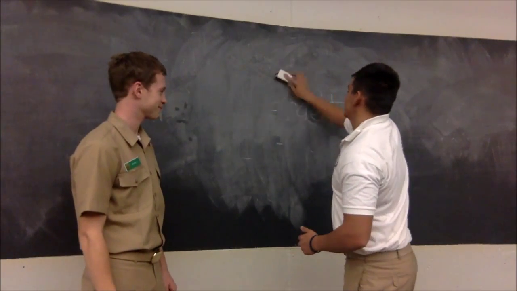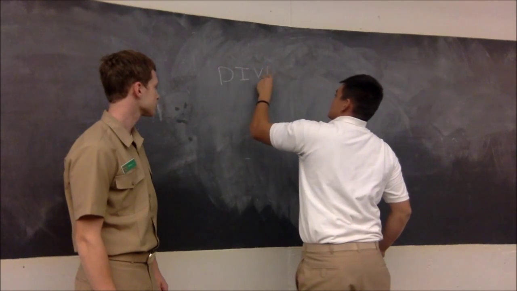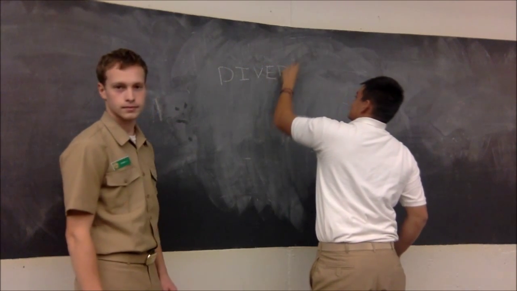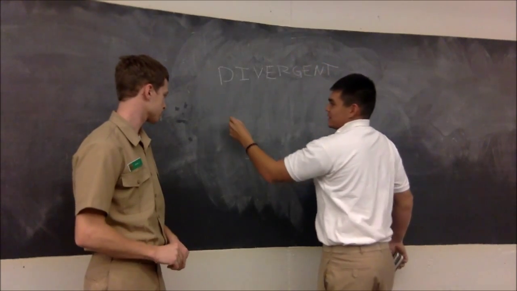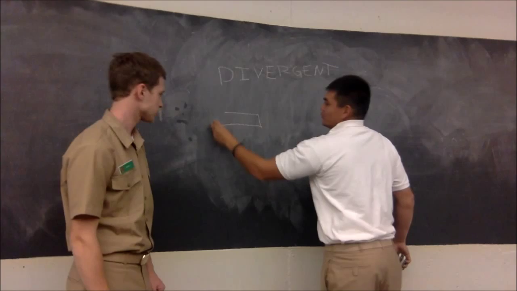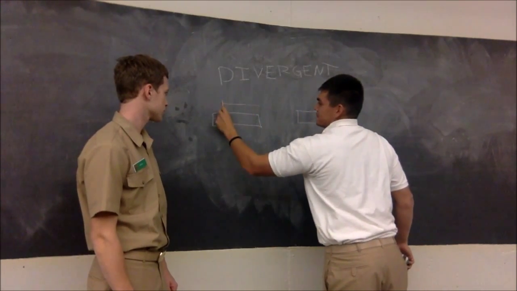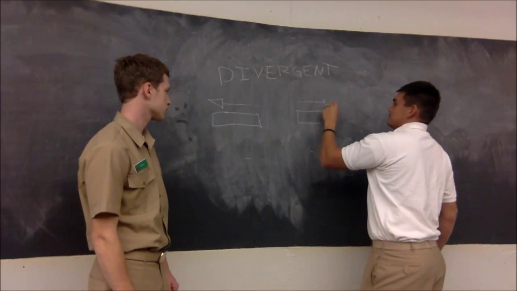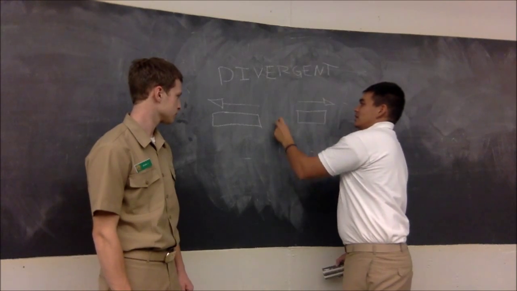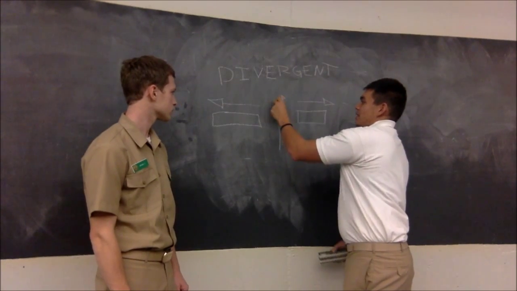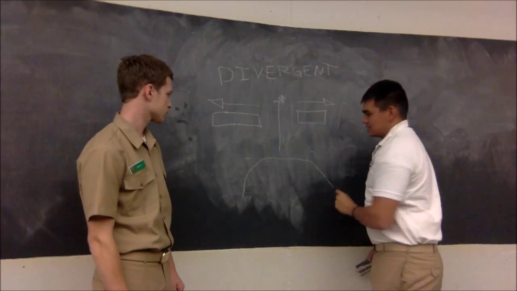Next you have divergent. And this is when the plates move away from each other. And when the plates move away from each other, you can get magma coming up. And the magma creates, or can create, seamounts.